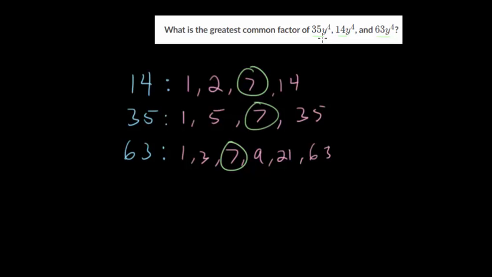And for the variables, notice they all have y to the 4th. So the largest amount of the variables that we can pull out or divide each of these by evenly would be y to the 4th. So our greatest common factor in this case is 7y to the 4th.